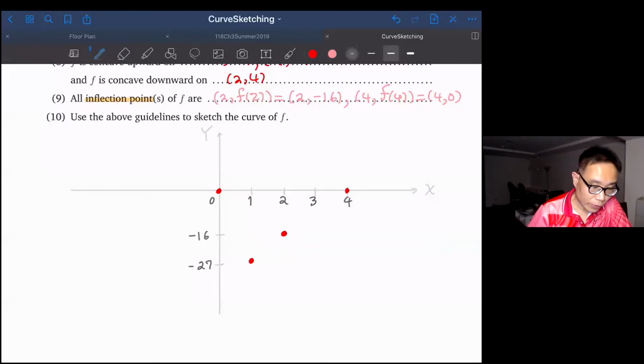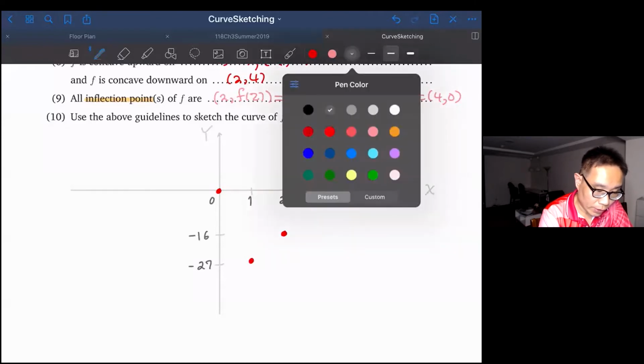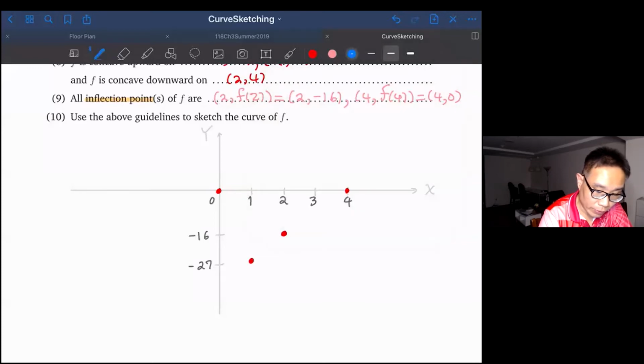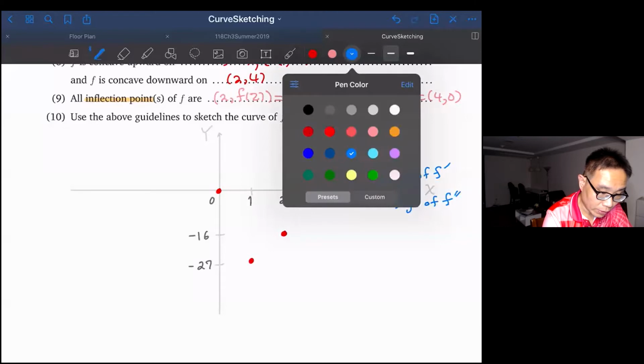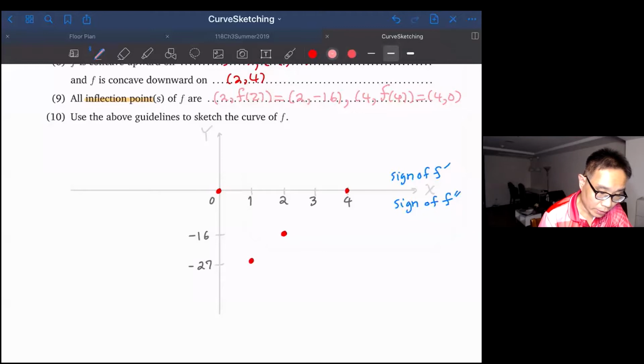The next one will be, we're gonna put the sign of f prime and f double prime into the x-axis. So you're gonna have the sign of f prime and you have the sign of f double prime. For the sign of f prime, I'm gonna use a different color. So for the sign of f prime, I'm gonna plug in.